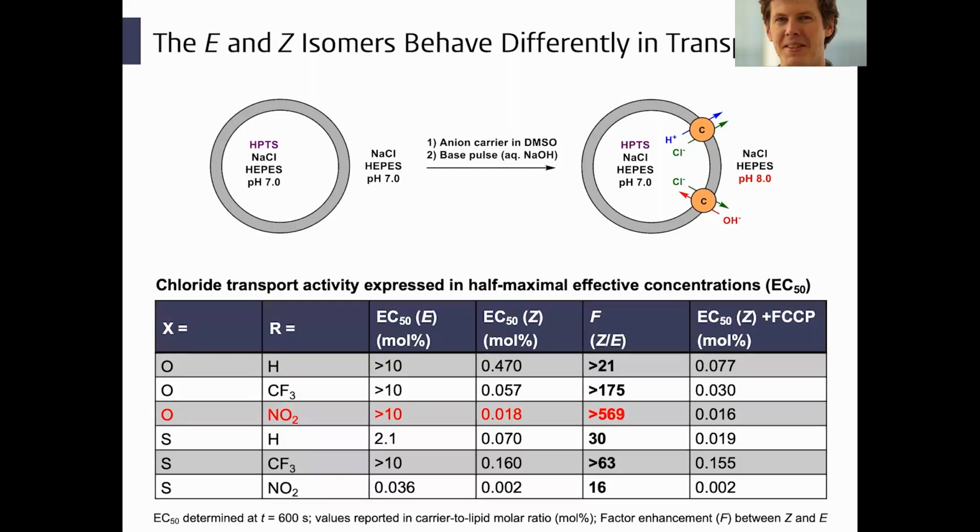So you can express this in half maximal effective concentrations. And when you do that, you see very, very large differences in activity between the E and Z isomers, actually much larger than what you would expect only based on differences in binding affinity.